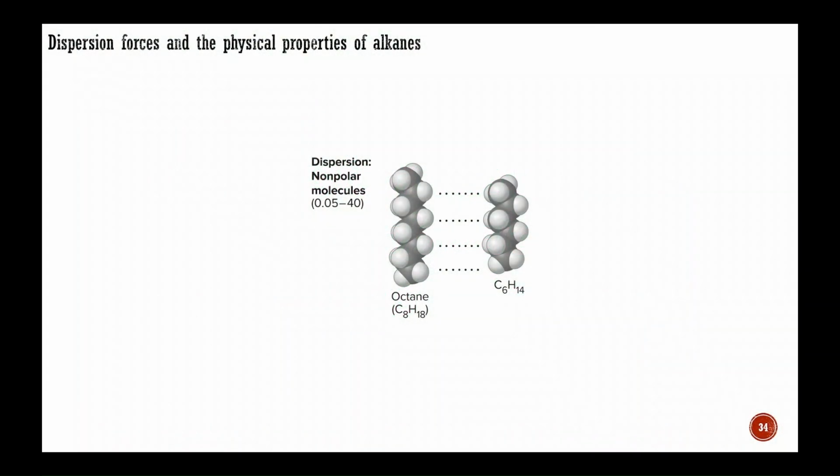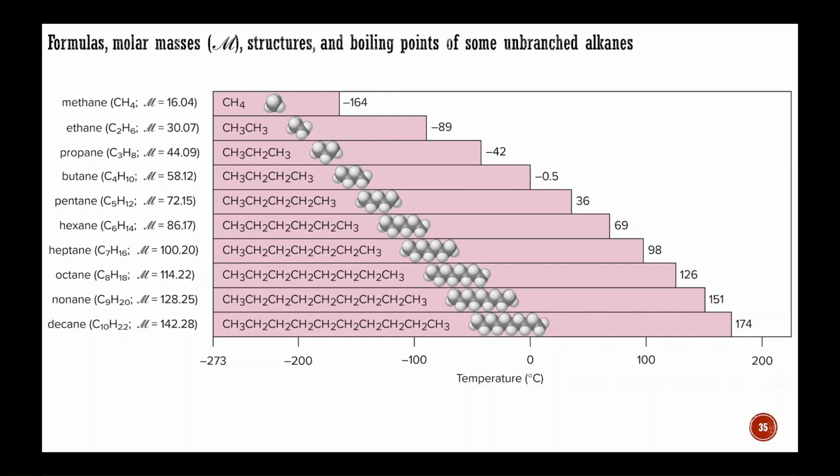Now, let's review what we have learned about intermolecular forces. Since alkanes are nearly nonpolar, their physical properties and solubility behavior are determined primarily by dispersion forces. A particularly clear example of this effect is observed among unbranched linear alkanes. Accordingly, boiling points increase steadily with chain length. The longer the chain, the greater the molar mass, the greater the intermolecular contact, and the stronger the dispersion forces, resulting in a higher boiling point.